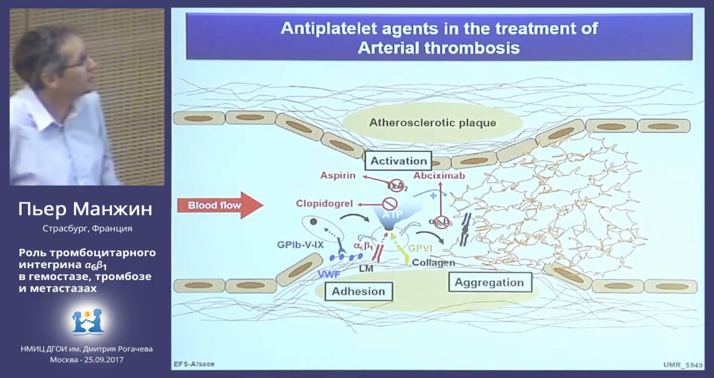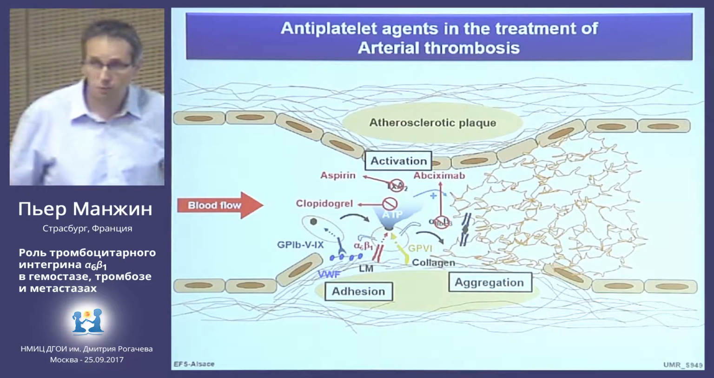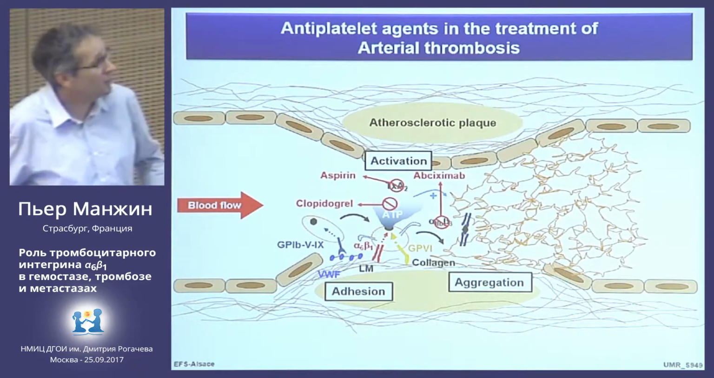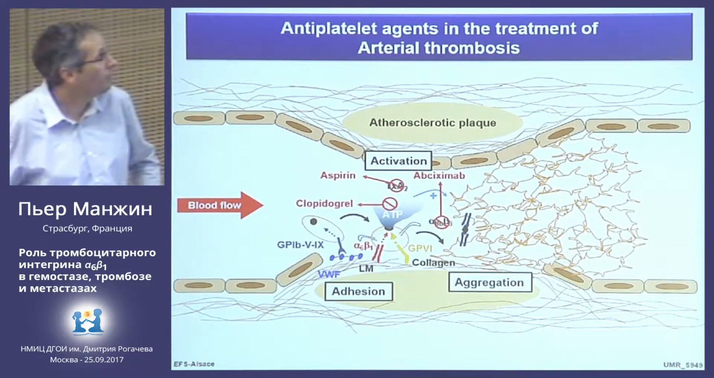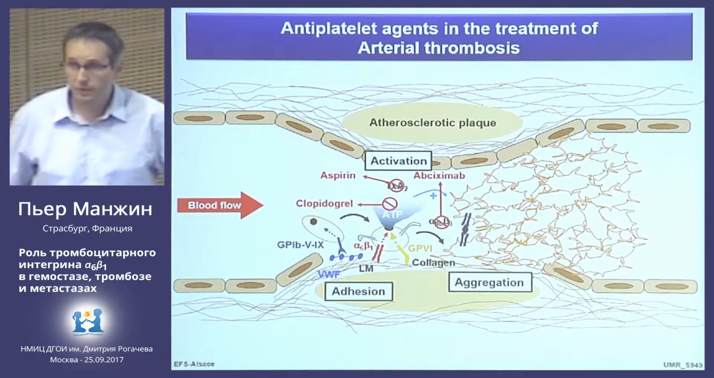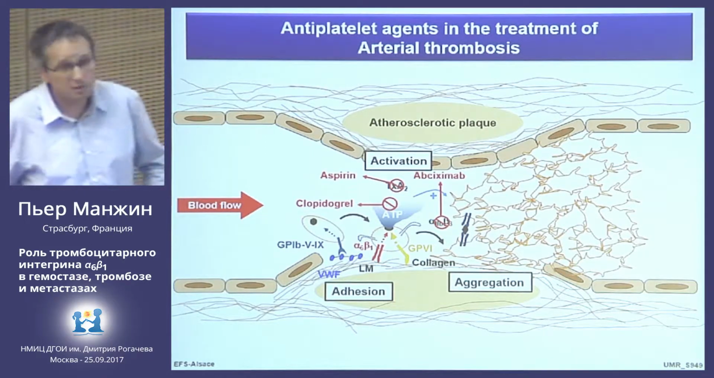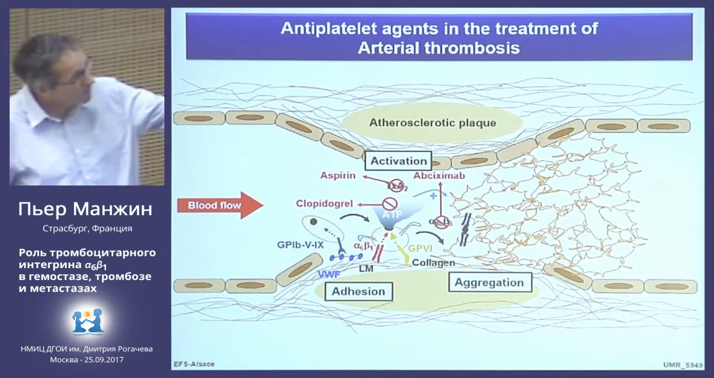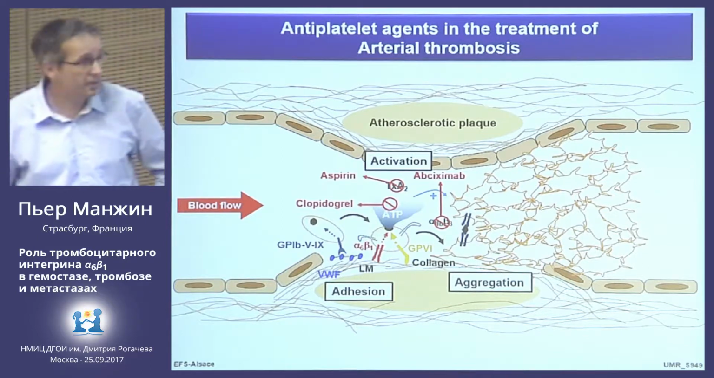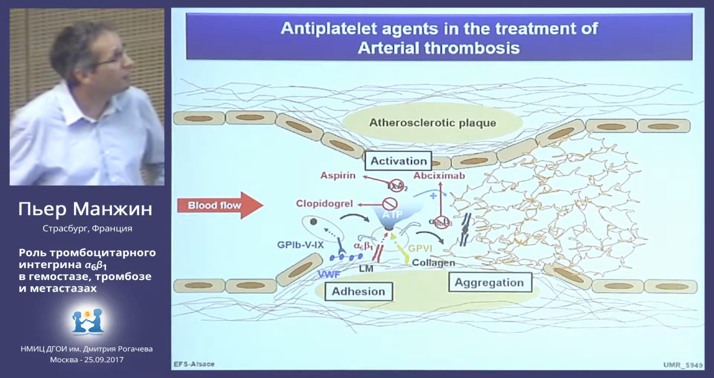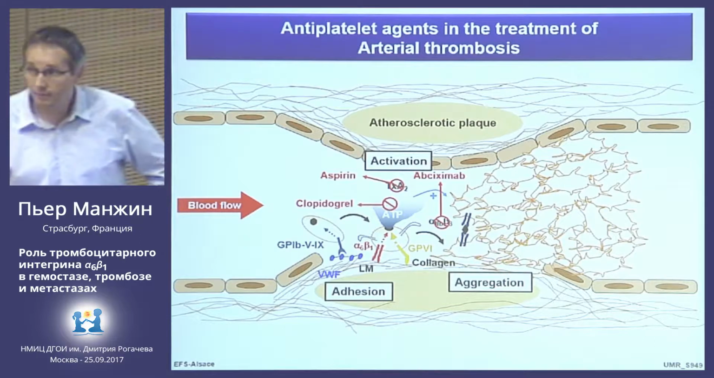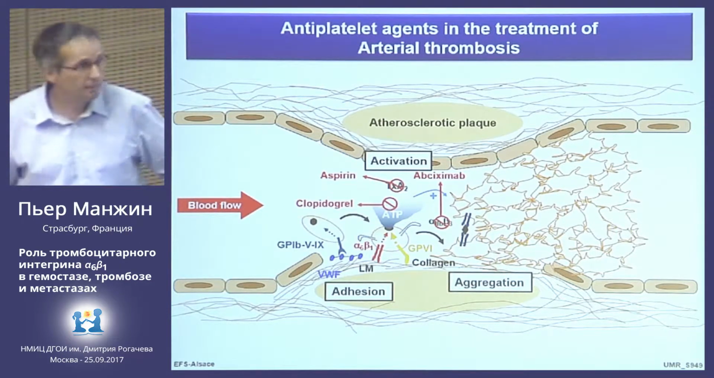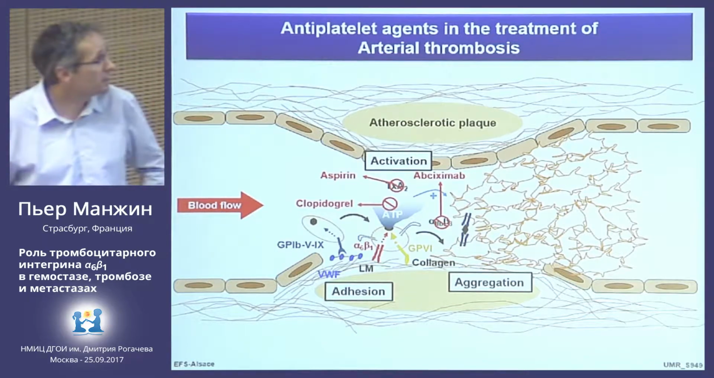In the last 20-30 years, several antiplatelet agents were developed. The first one was aspirin, which inhibits the synthesis of thromboxane A2. You also have blockers of the ADP receptors. The best known is clopidogrel, but there are some new ones, such as prasugrel, for instance. And then you have the blockers of integrin alpha-IIb beta-3, one example being abciximab. These drugs have proven efficacy in both the treatment and prevention of ischemic events, but they also have limits. One of them is the bleeding risk.